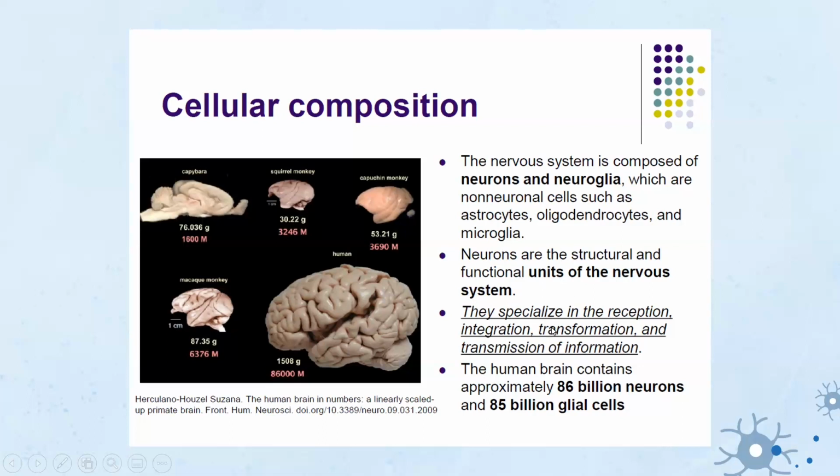We said that they're specialized cells. What do they specialize in? They specialize in reception, integration, transformation, and transmission of information or impulses. The information that the neurons transmit is in the form of electrical impulses. Okay. You don't need to know the numbers here. It just shows you how large the human brain is compared to other species.